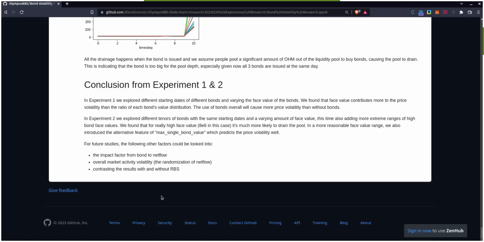The second is the overall market activity volatility, so the randomization of the net flow. And third is contrasting the results with or without RBS, and seeing if different parameterizations of RBS would impact this bond cost price volatility. So that's this OHM bond experiment.